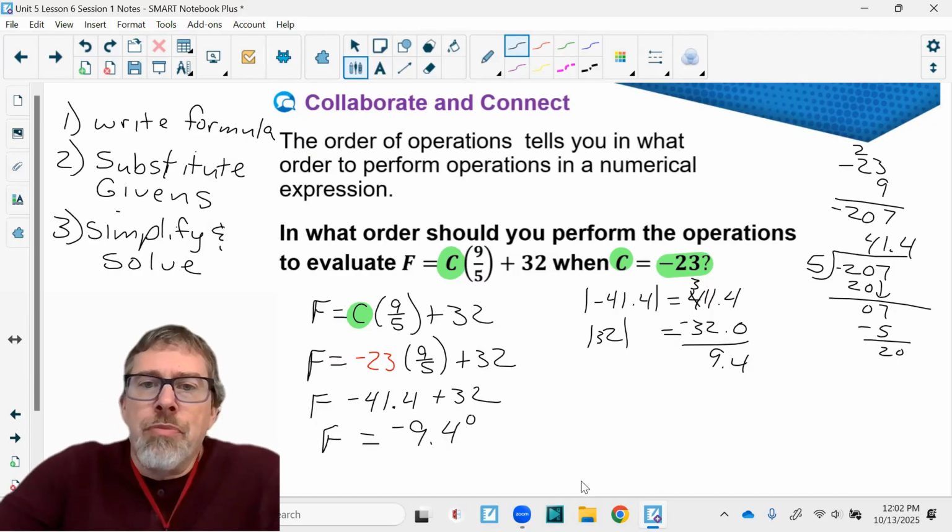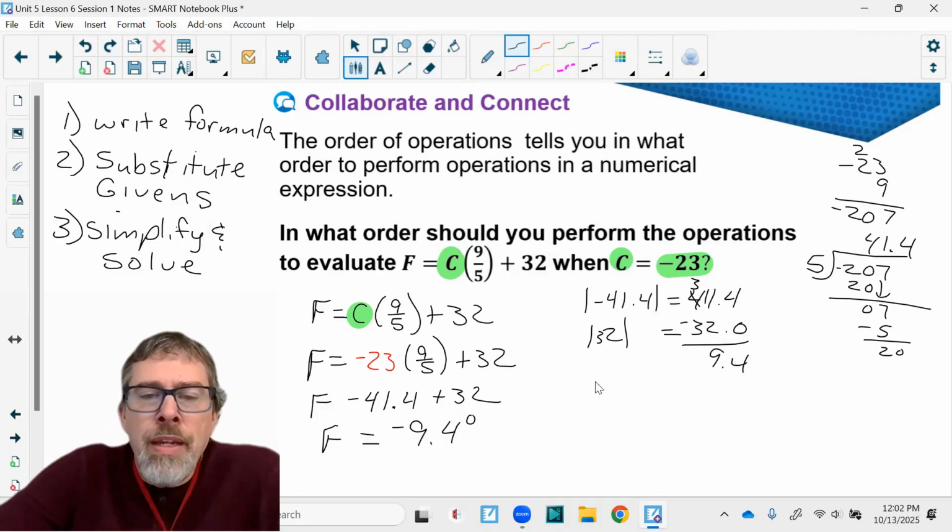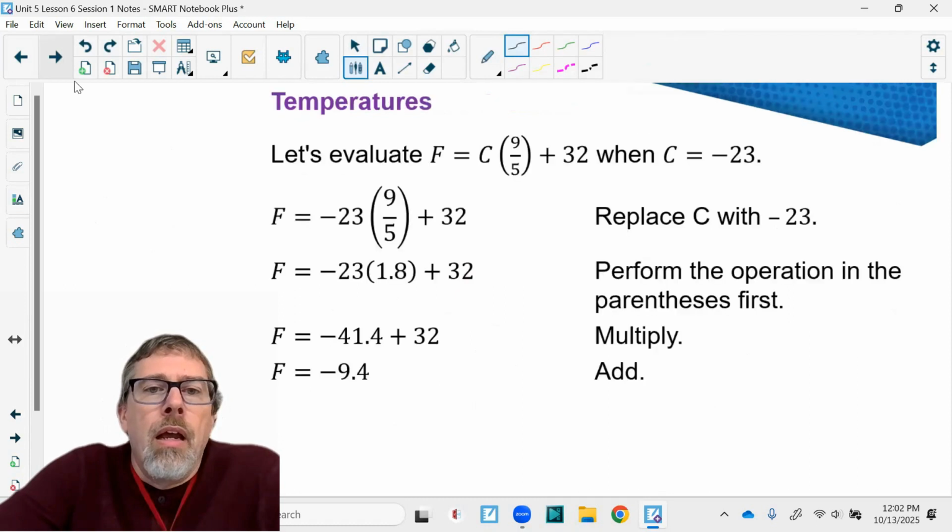So that's how we solve problems like this. Substitute, simplify, solve. And it doesn't hurt to check your answer when we're done. Okay? So here were the steps.